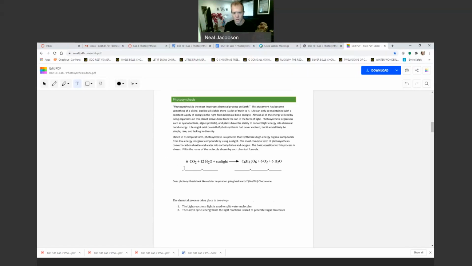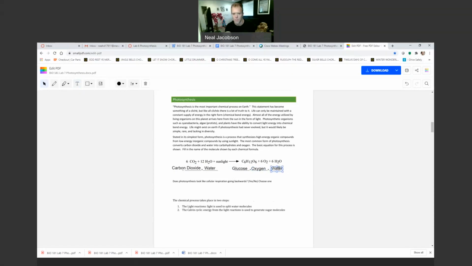We're just going to label each molecule. The 6CO2 is the carbon dioxide. The 12H2O is the water. And then we've got glucose. You can just type in sugar too if you want, but specifically glucose. Oxygen. That's oxygen gas that's created as a byproduct. And then finally, water on the other side.